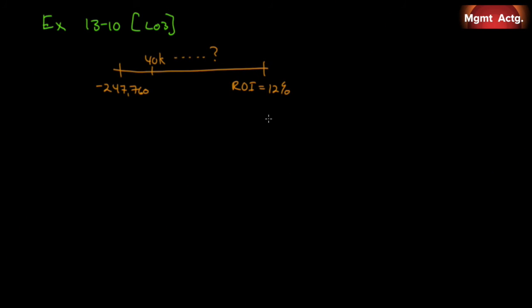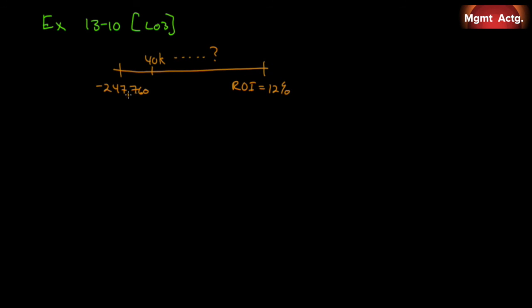Exercise 13.10, uncertain future life, learning objective 3. Willard Excavating Services has invested in certain equipment that cost the company $247,760. The equipment is expected to generate cash inflows of $40,000 each year. Required, how many years will the equipment have to be used in order to provide the company with a 12% return on its investment? So what we're looking for here is a net present value equal to zero at 12%, to cover this cost, how many years would it actually take?